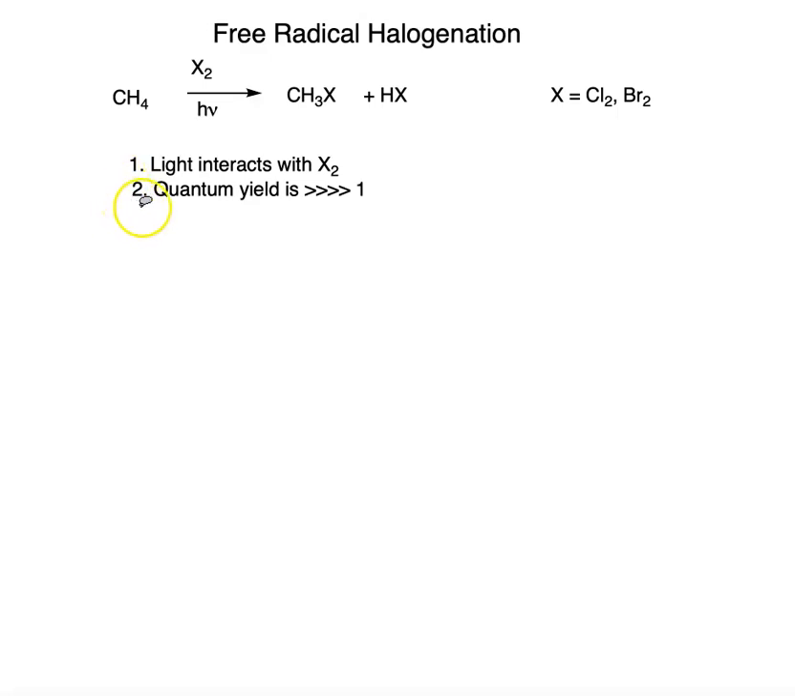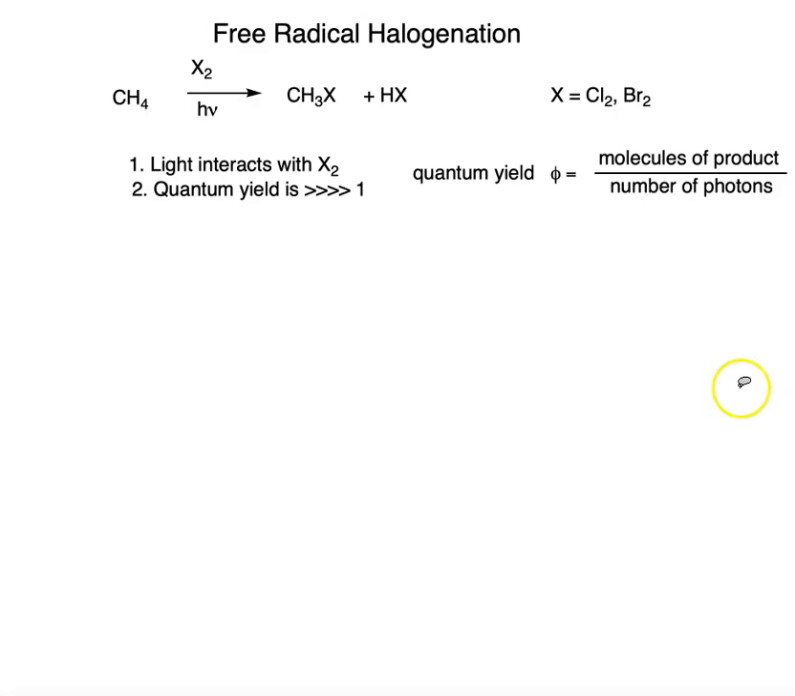The second is that the quantum yield of the reaction is much greater than 1. So what is quantum yield? Well, it's given the Greek letter phi as its symbol. It's equal to the number of molecules of product for every photon that's shone on the sample. So if one product molecule is made for every single photon, it will have a quantum yield of 1. The fact that we have a quantum yield much greater than 1 means we get a lot of product molecules for one photon. So our mechanism, whatever it is, has to be consistent with these two facts.